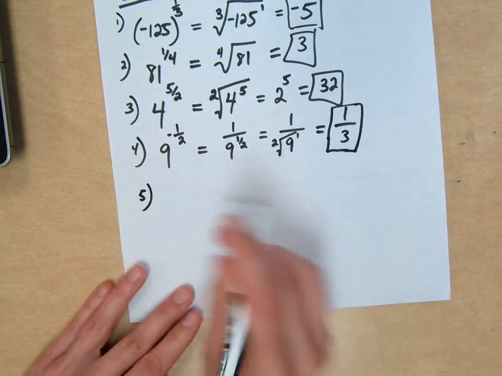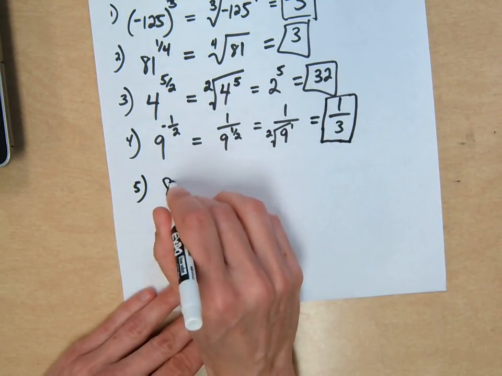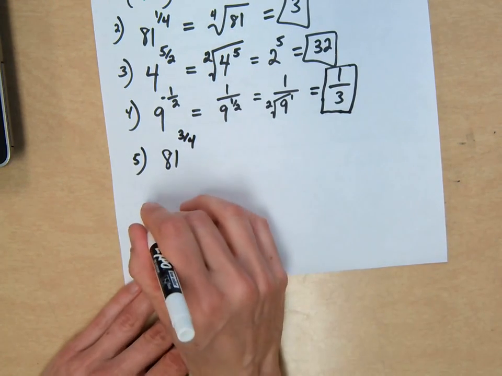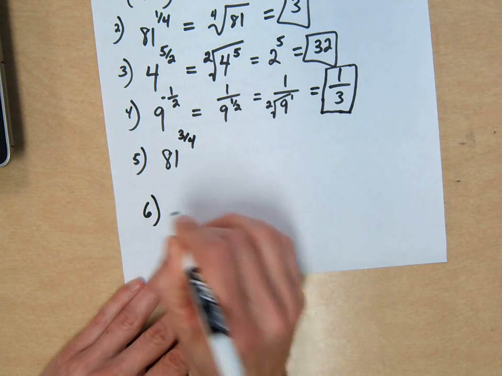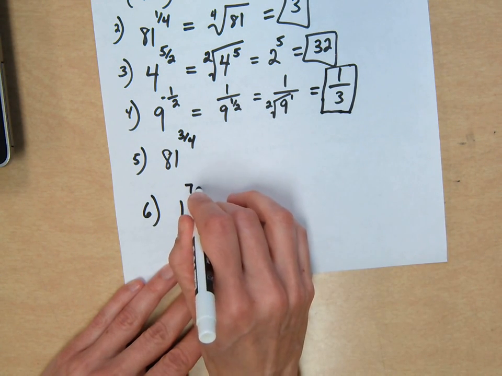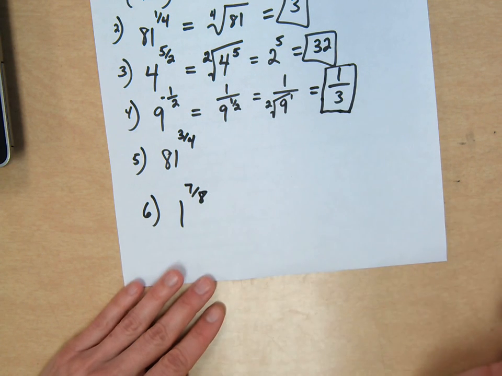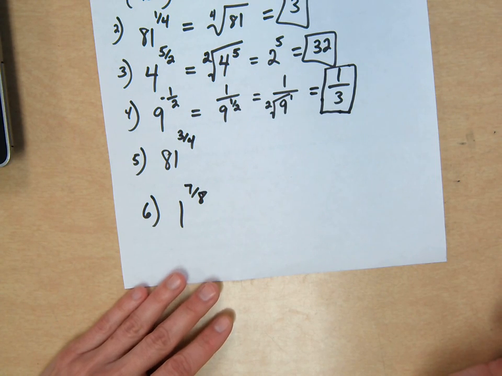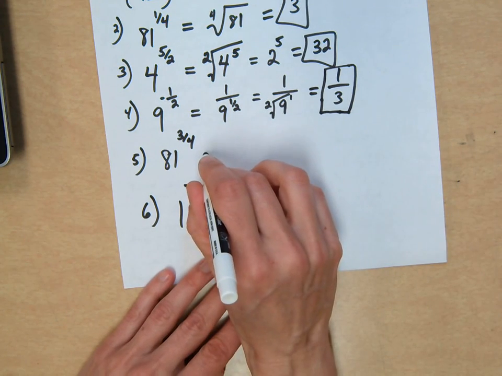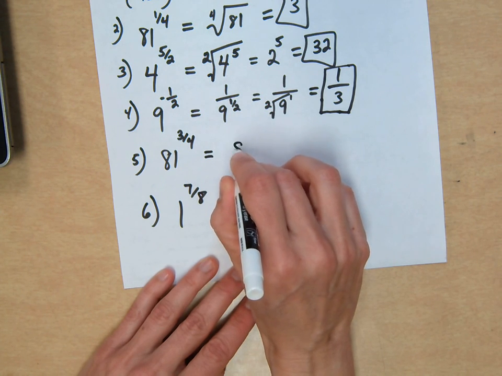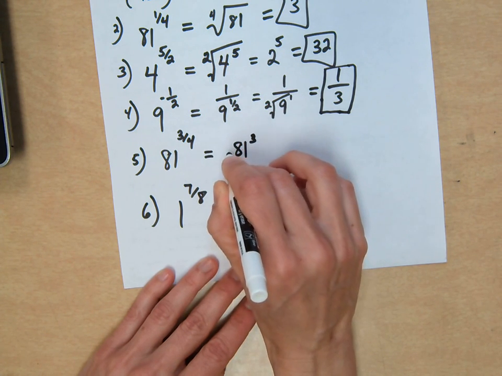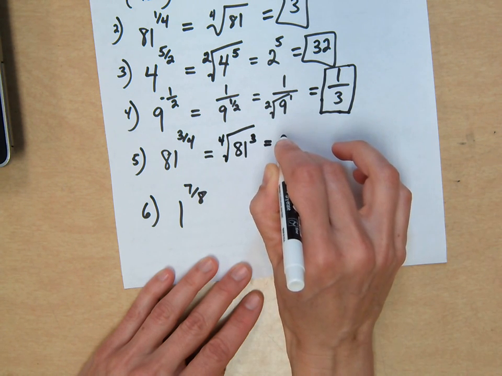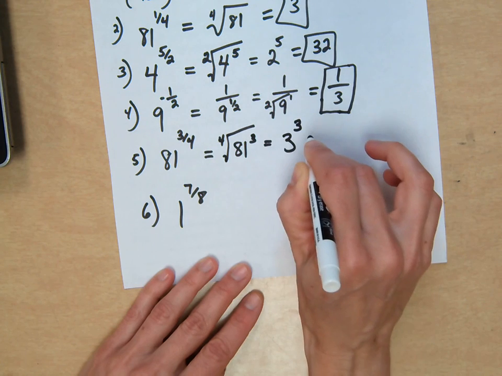Why don't you try this one: 81 raised to the 3/4 power. We have two more: 81 raised to the 3/4 power and 1 raised to the 7/8 power. You just try it without looking up, and you shouldn't need your calculator.